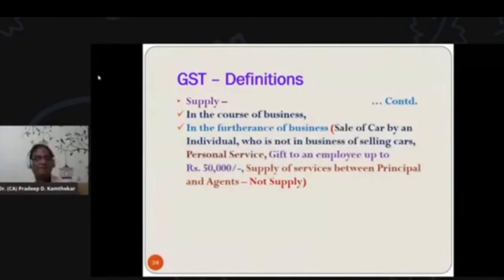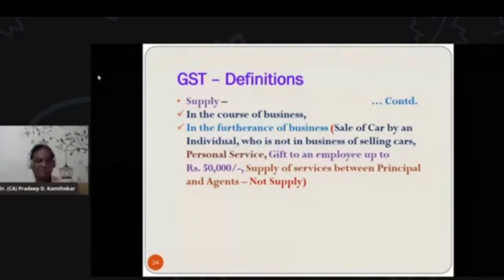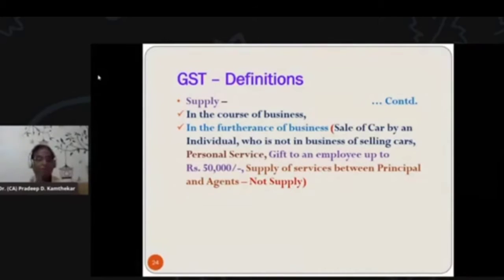Now, what one has to understand more in the supply case is that it has to be in the course of business. Meaning, whenever there is a supply of goods and services, that should be a part of business.